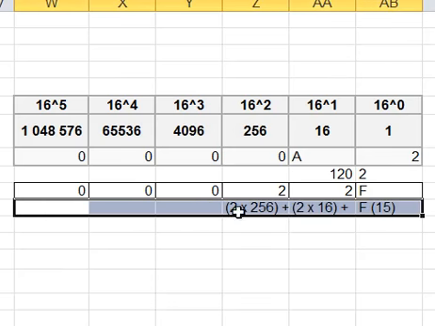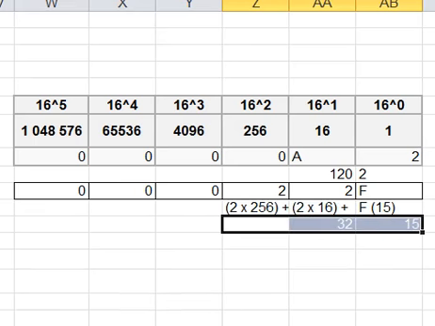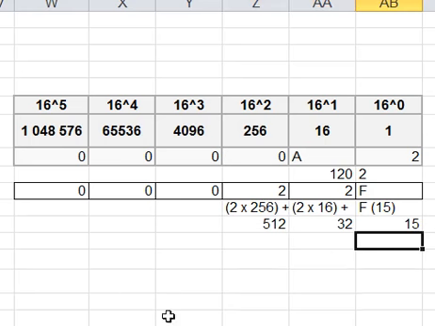And here's our calculation. 2 times 256, 2 times 16, and F is 15, and we get 512, 32, 15, and we add that up, and the result is 559. 512 plus 32 plus 15 gives us 559, and 559 is the decimal equivalent of 22F in hexadecimal. This has been a brief introduction to hexadecimal, with some worked examples. Thank you.